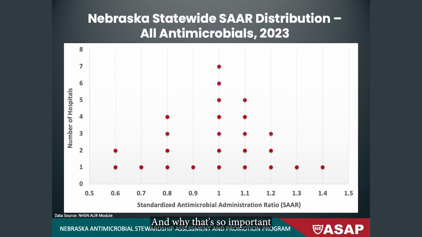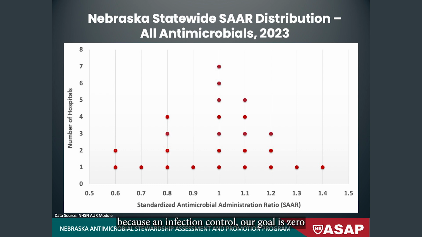And why that's so important is so that we can see from a state perspective how we're using our antibiotics in our state in our hospitals. So what you're looking at here, every red dot on this chart is a different hospital in our state, and this is their SAR distribution, so their standard antibiotic administration ratio. If you're an infection preventionist, this is kind of equivalent to the SIR, if you're used to seeing that number. But anything over 1 means you're using more antibiotics than expected. So these hospitals at 1.1 are using 10% more antibiotics than would be expected based on their risk adjustment. The hospitals with less than 1 are using less antibiotics than is expected.